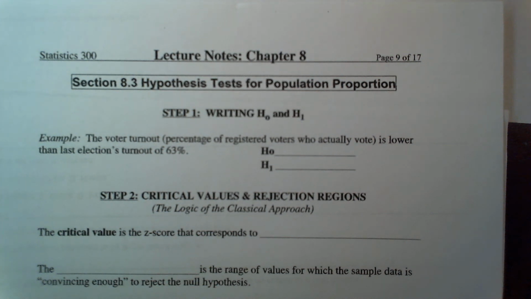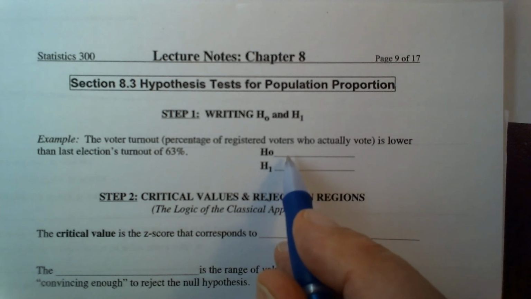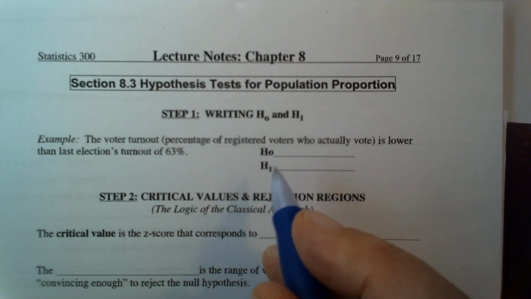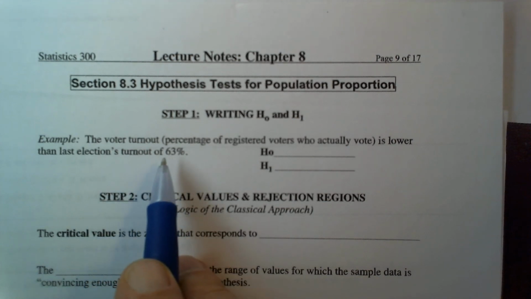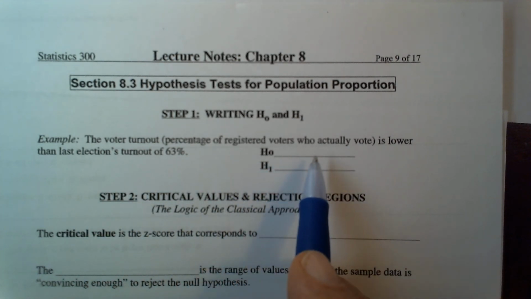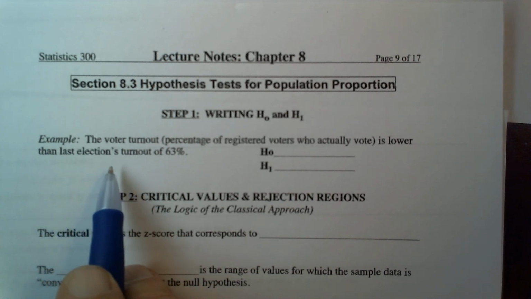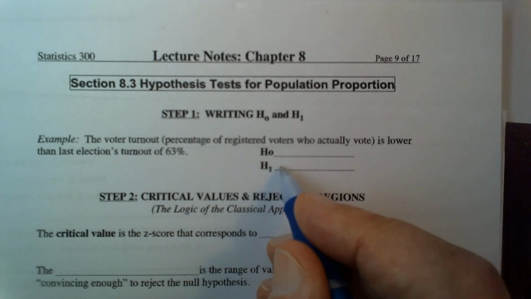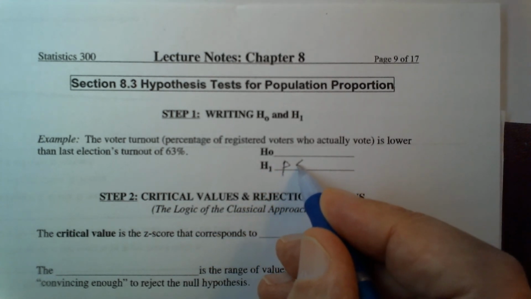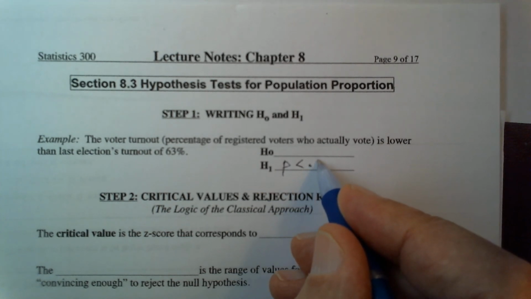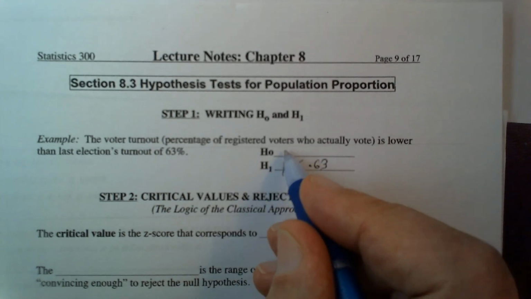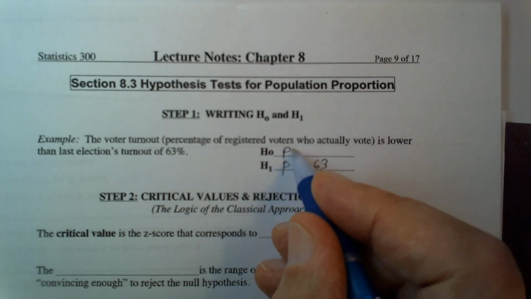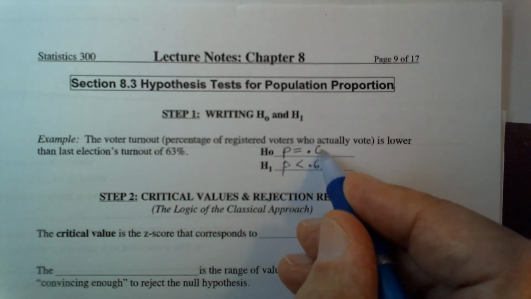Now let's do hypothesis tests for population proportion. Step 1 is writing H0 and H1, the null hypothesis and the alternative hypothesis. The example says the voter turnout, the percentage of registered voters who actually vote, is lower than last election's turnout of 63%. So that means the alternative hypothesis is that the population proportion was less than 63% or 0.63. And so then for our null hypothesis, it means that p is equal to 0.63.